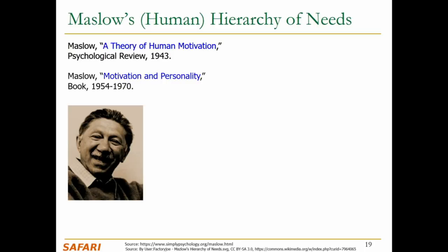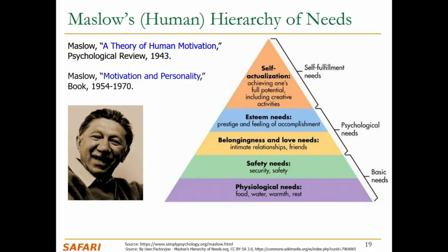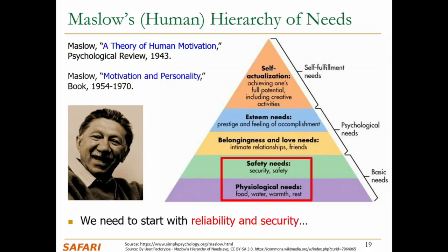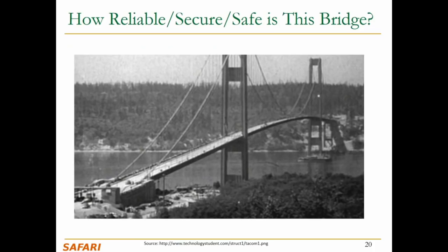How many people here know about Abraham Maslow? That's great, yeah. He was a very famous American psychologist. He dedicated his life to understanding why people do the things they do. This is his major work, that book that he iterated over during his lifetime. And he's probably more famous for this one, which is Maslow's hierarchy of needs. He basically said that we need to start with reliability and security, because if you're not reliable and secure, you cannot think about relationships, friends, and you definitely don't care about higher levels of art if you're about to die at this moment, right? So that's why we need to start with reliability and security.